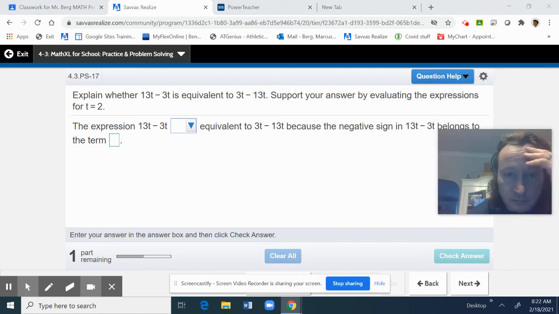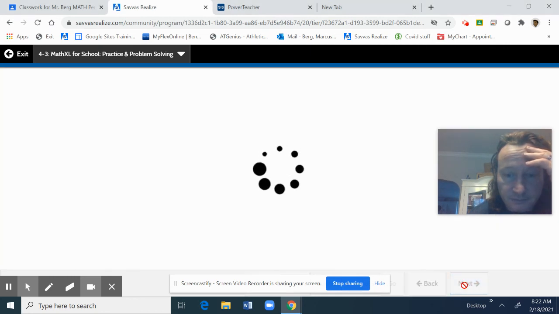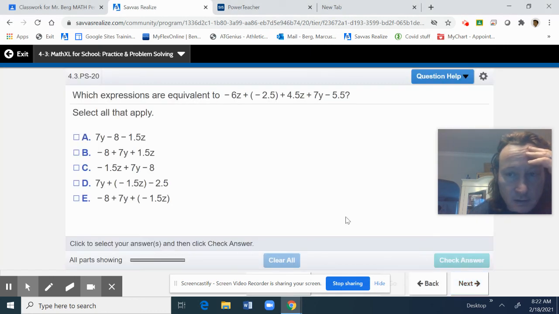This one, are they equivalent? Remember what equivalent means? They have to look the same. And this question, the last question. You're going to put your Z's together. This has a Y that doesn't go with anything. You can't put the Y with the Z's, and then you have your numbers, kind of like the last one we did.